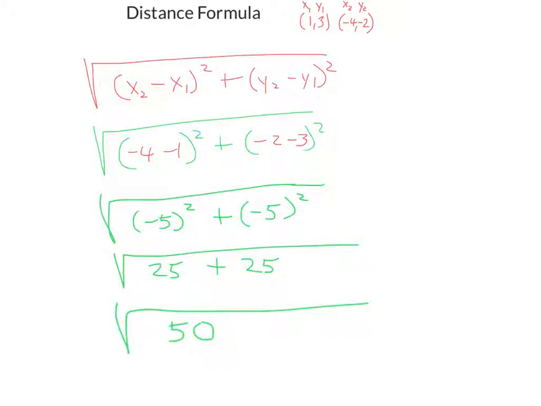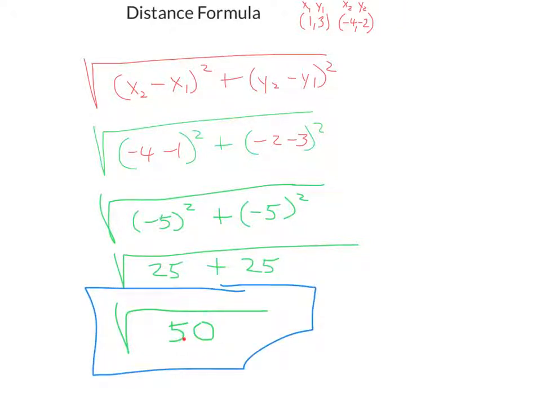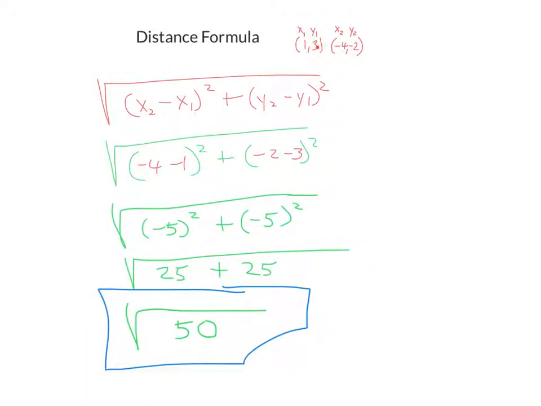Okay, square root of 50. So, yeah, you could say that's the answer. There's always a possibility that that number might show up as an answer choice if you were asked, what's the distance between these 2 points? Well, it's definitely the square root of 50.